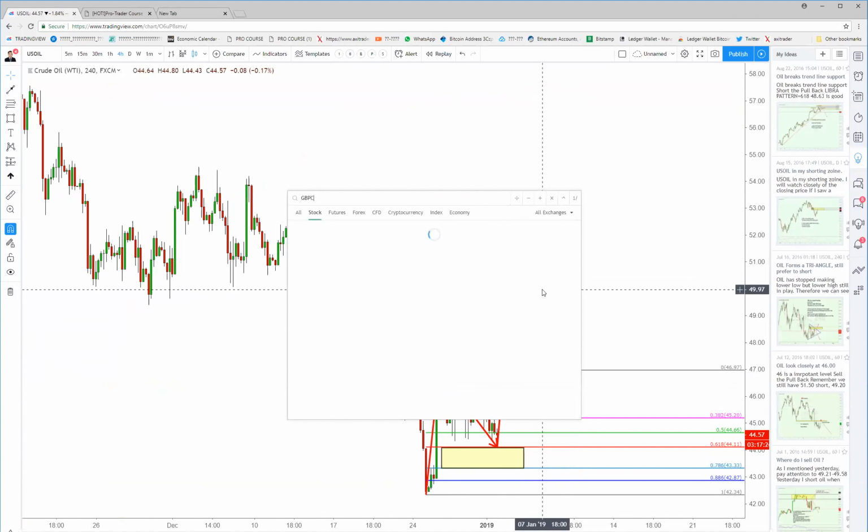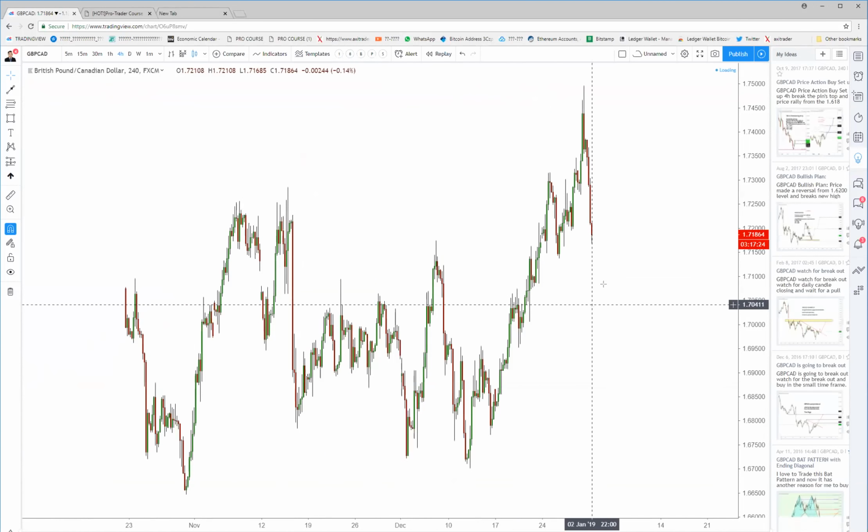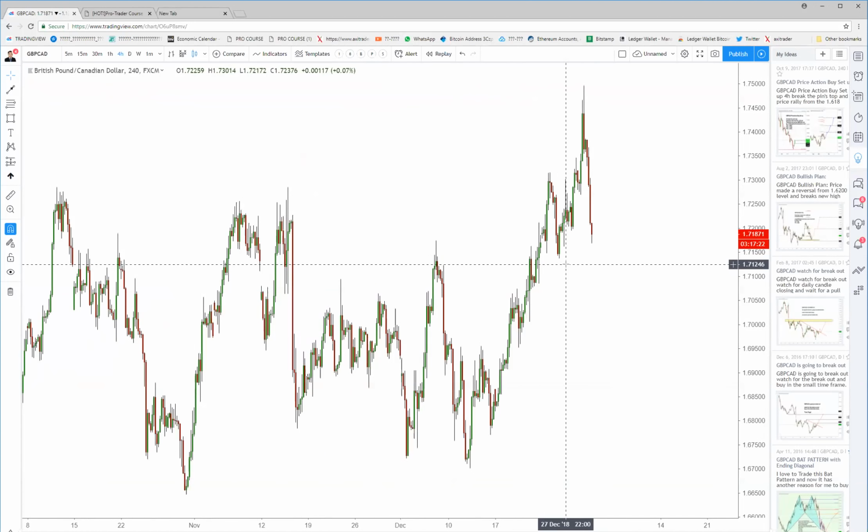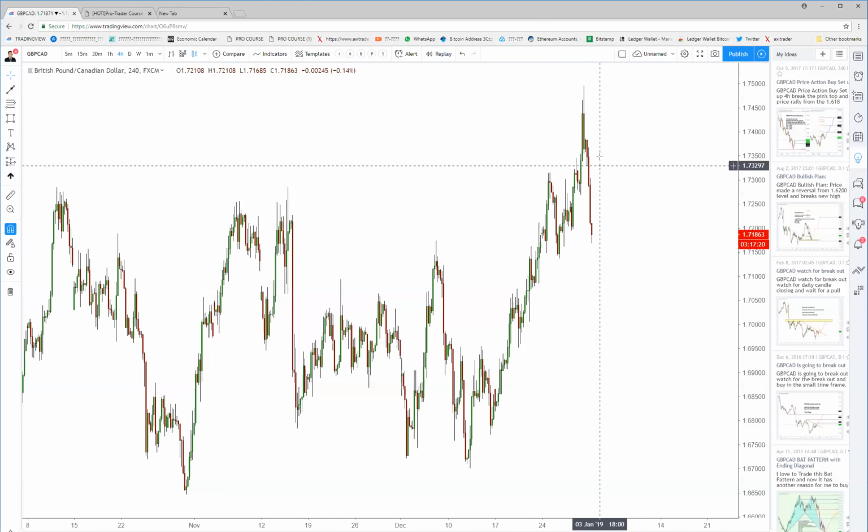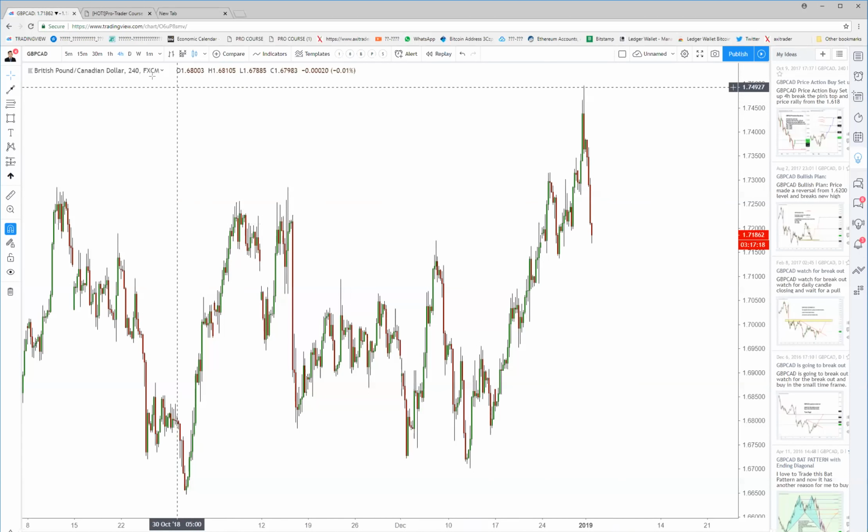Okay, it's the same thing for the sterling Canadian. Okay, because sterling is falling and dollar Canadian stops rallying. That's why the sterling Canadian comes down.